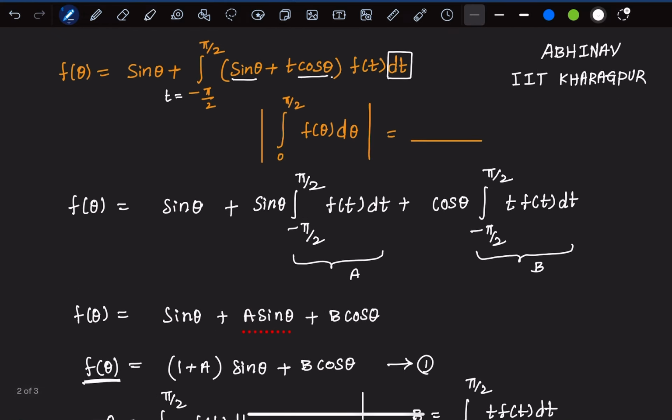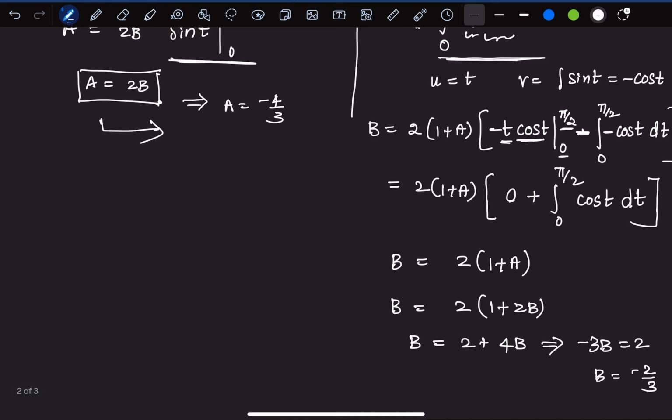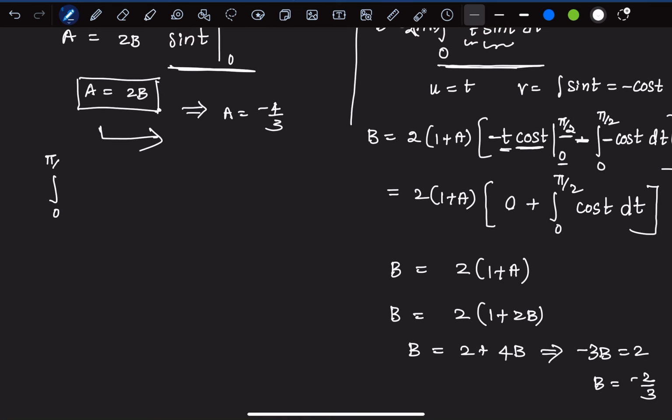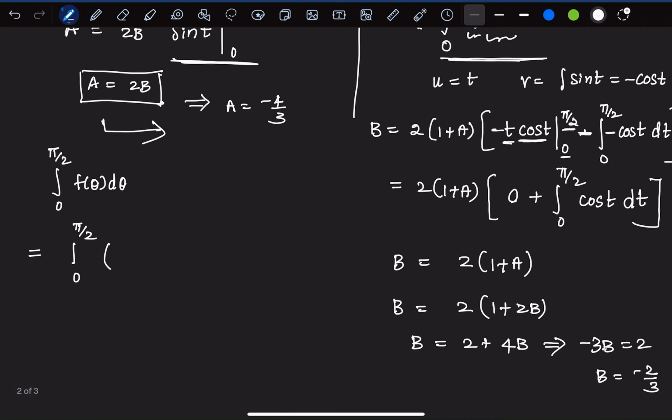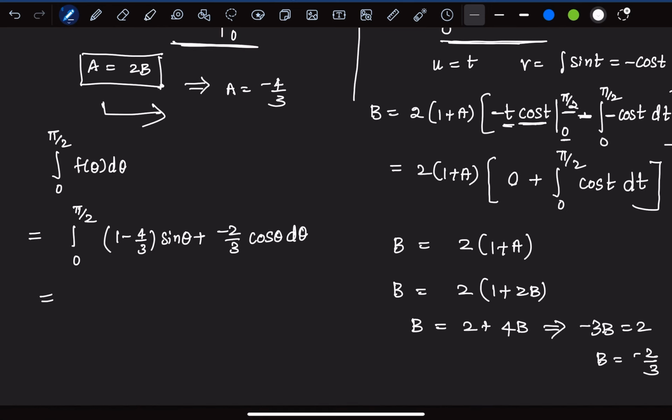Now we have to find out the value of this particular integral, the integral from 0 to pi by 2 of f of theta d theta. This will be simply the integral from 0 to pi by 2 of 1 plus a sin theta plus b cos theta, since f of theta is 1 plus a sin theta plus b cos theta. So 1 plus a, that is 1 minus 4 by 3, sin theta, plus b, which is minus 2 by 3, cos theta d theta. 1 minus 4 by 3 is minus 1 by 3.